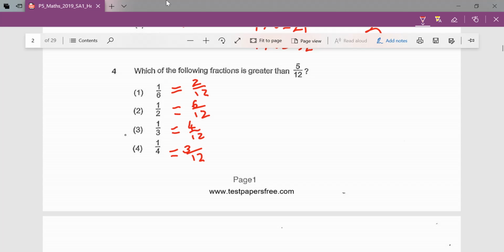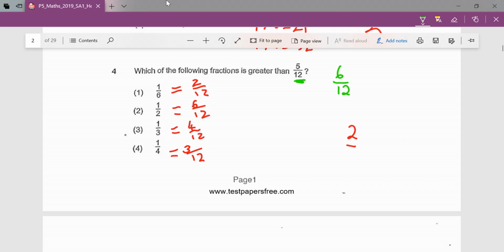Who is greater than 5 over 12? Your answer is none other than number 2, half. Okay, now I teach you the shortcut method. The shortcut method is looking at 5 over 12. Is 5 even past the halfway point? No. The halfway point is 6 over 12. Half of 12 is 6, so the halfway point is 6 over 12.